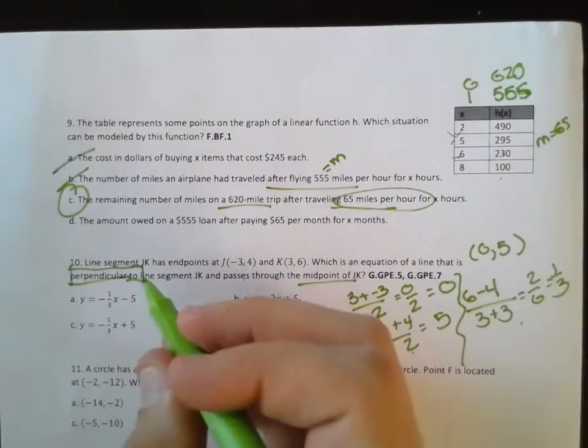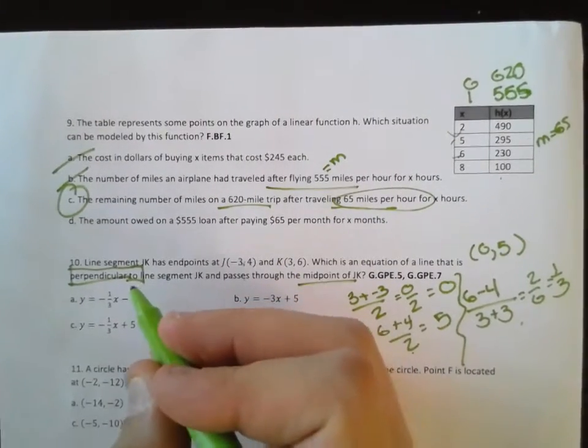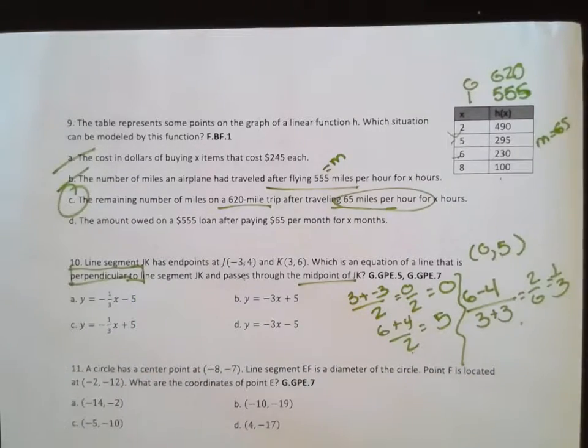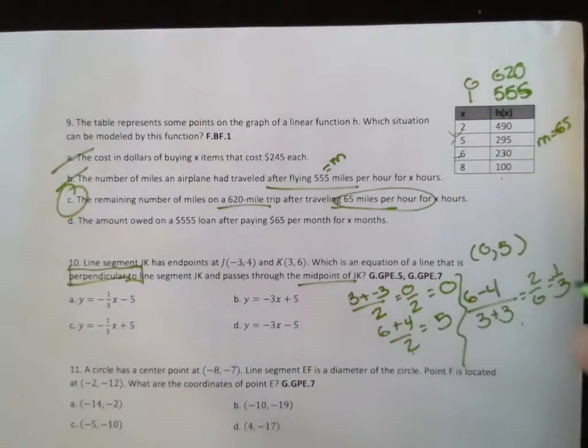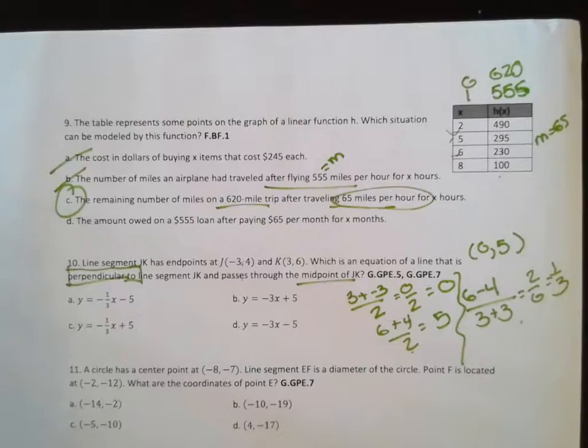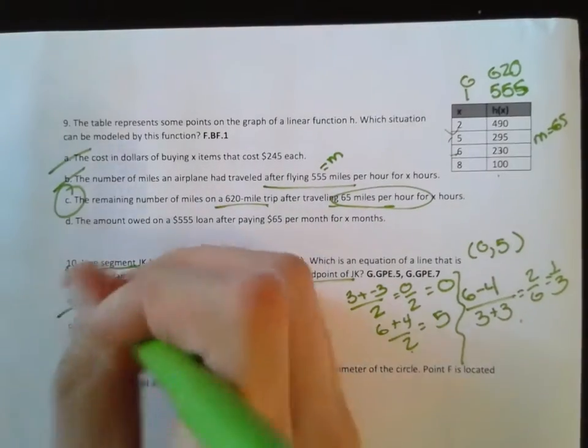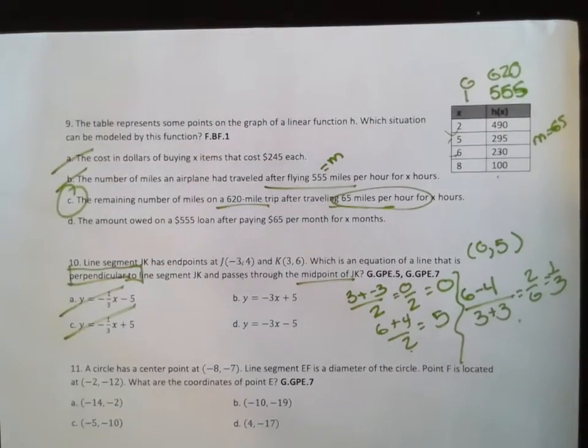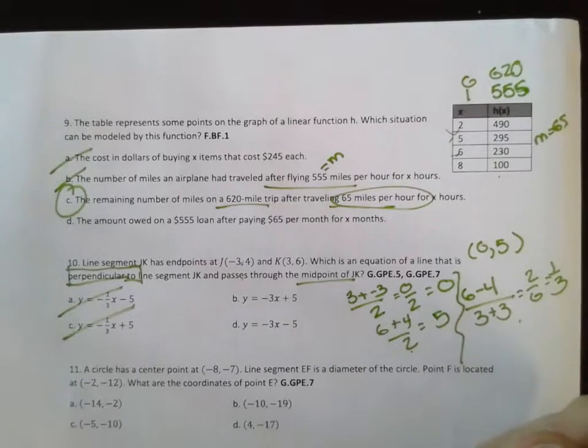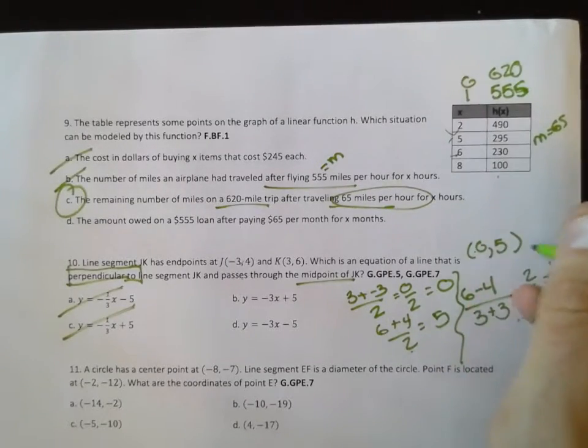But again, guys, I need perpendicular. Perpendicular does not mean the same slope. It means negative reciprocal. The negative reciprocal of 1/3: flip it, it's 3, make it negative, it's -3. A and C are gone. That just means I have B and D left. Now I need to figure out, okay, where is my y-intercept? We have a coordinate, we have the slope.